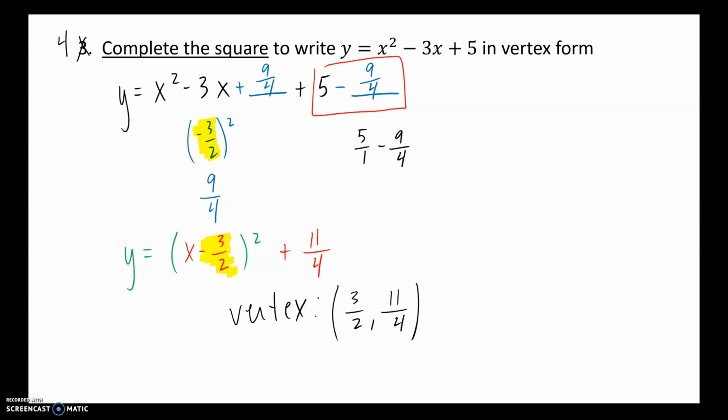But let's talk about, all right, I don't have a calculator or I don't have a graphing calculator. So what do I do? I have to multiply that 5 by 4/4 because that's my common denominator. 4 times 5 is 20. My 9, I don't need to multiply that by anything. It already has the common denominator. And I verify yet again that I get 11/4 as my y coordinate.